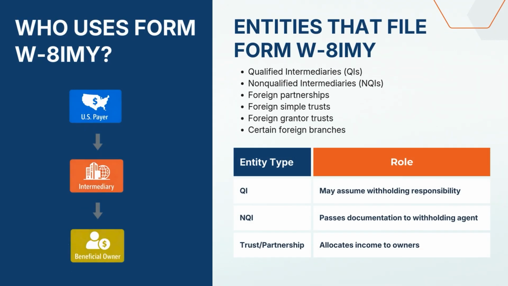This form is commonly provided by qualified intermediaries known as QIs, non-qualified intermediaries or NQIs, foreign partnerships, foreign simple and grantor trusts, and certain foreign branches. In each case, the entity is acting as a pass-through rather than the actual owner of the income being paid.